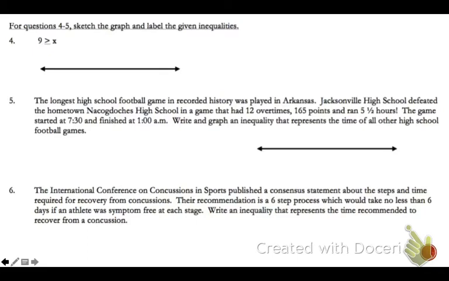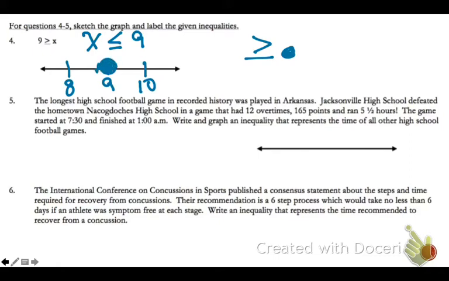And they want us to sketch the graph. Okay, so first off, I'm going to set up my graph with 9 in the middle, and then I know that greater than or equal to is a solid circle. But I'm going to rewrite this so that x is on the left. On the first inequality, the inequality was pointing towards x, so when I rewrite it, it still needs to point towards x. So x is less than or equal to 9 would be a closed circle shaded to the left.